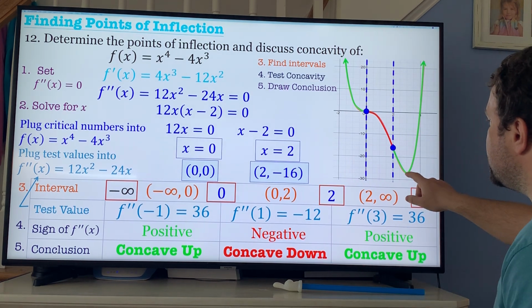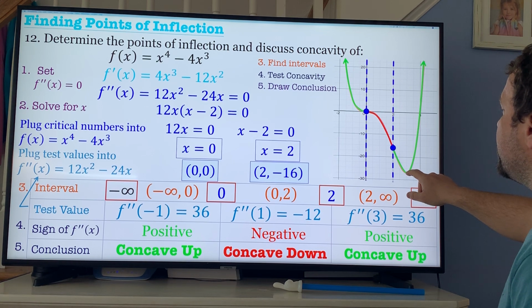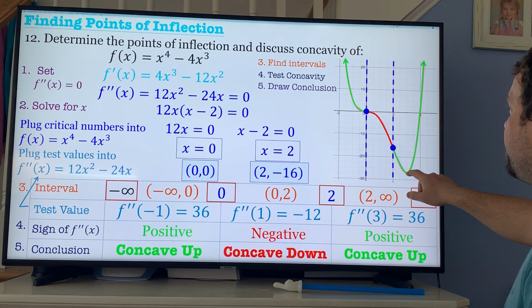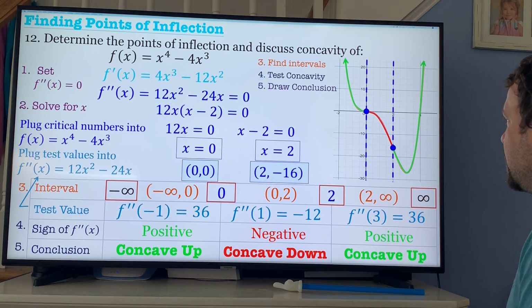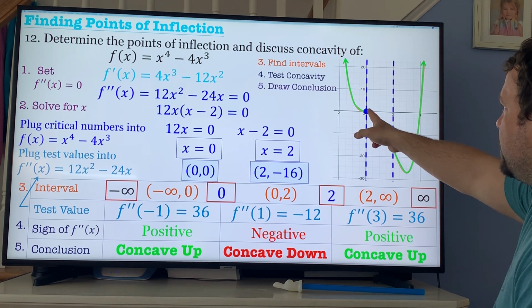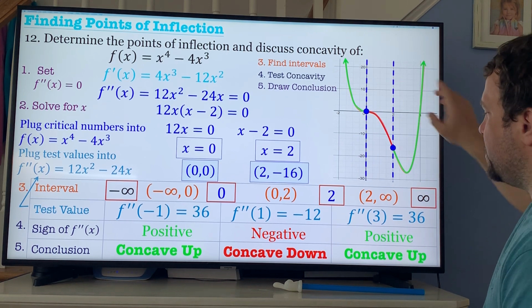So technically, this right here would probably be a critical point. That's it, all right? But critical, points of inflection, and then your concavity.